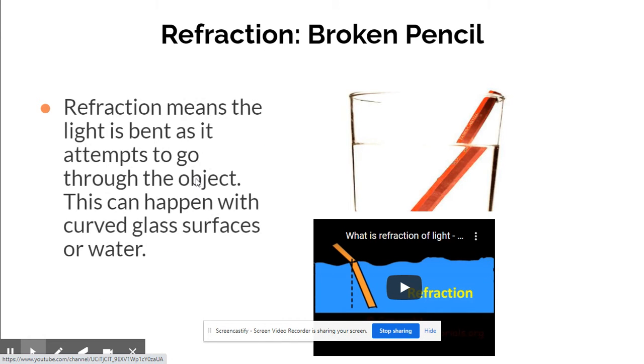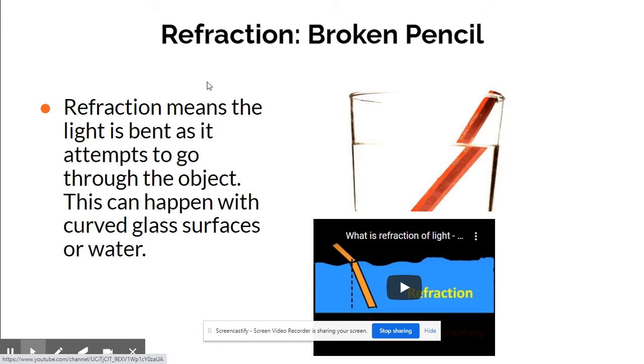Another way that light can travel is refraction. Look at this picture of a broken pencil. When you look at that, and you could try it if you have a clear cup at home, it's an actual pencil, ladies and gents, but when you look at it at eye level, it looks like the pencil is broken or split in two. This is because of refraction. Refraction means the light is bent as it attempts to go through an object.